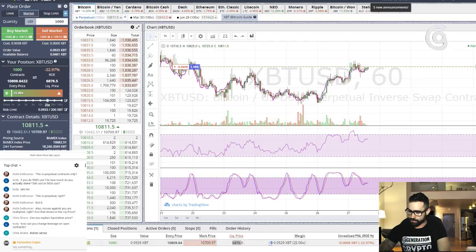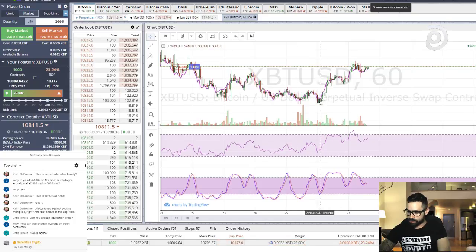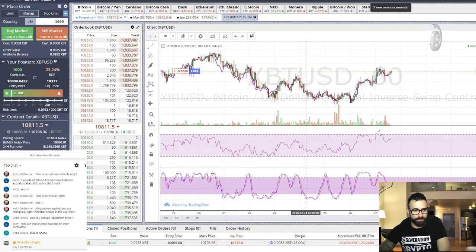So what I'm going to do is go back and remove this margin. And these things can be done while the play is open, as long as one is not at a big loss. So let's go back to 0.491, remove margin, and bam. So liquidation price is back up at that 10,300 range.